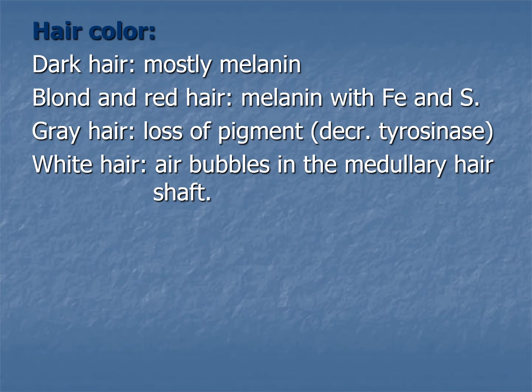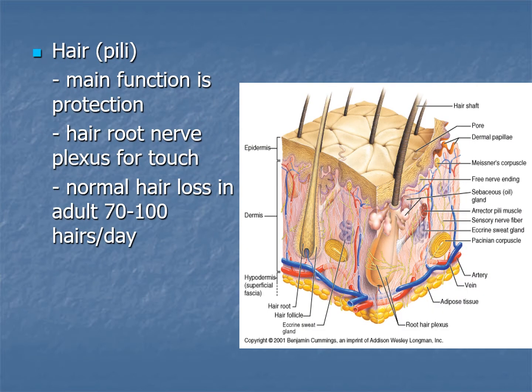Hair color is determined by melanin. White color is because of a lack of melanin along with air bubbles in the medullary hair shaft. Function of hair: the main function of hair is protection and sensation. The normal hair loss is 70 to 100 hair fibers shed per day.